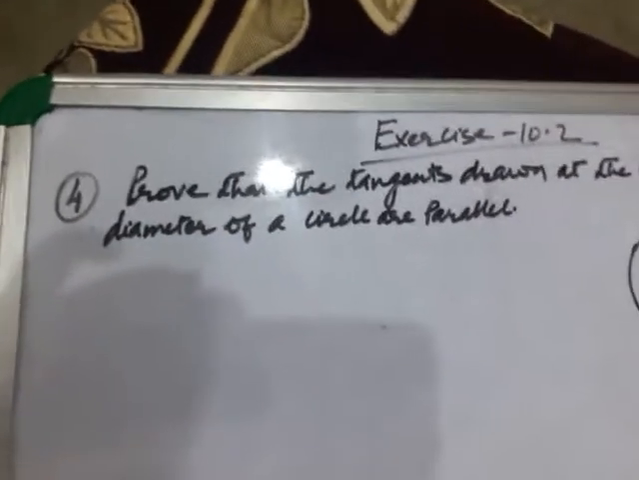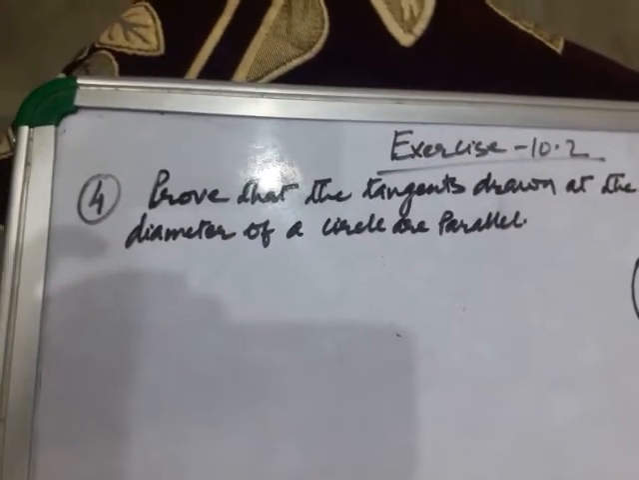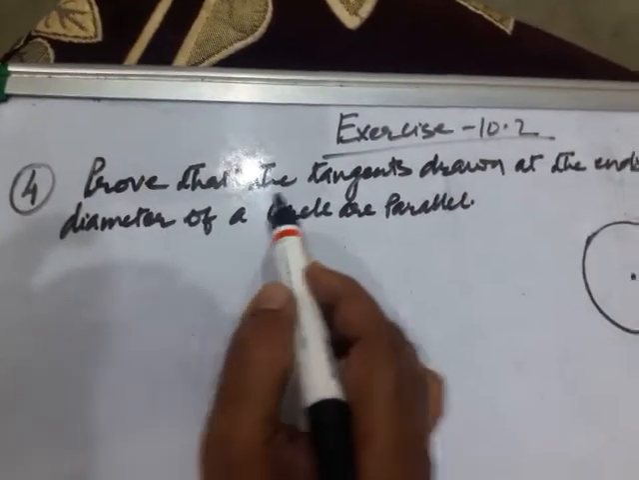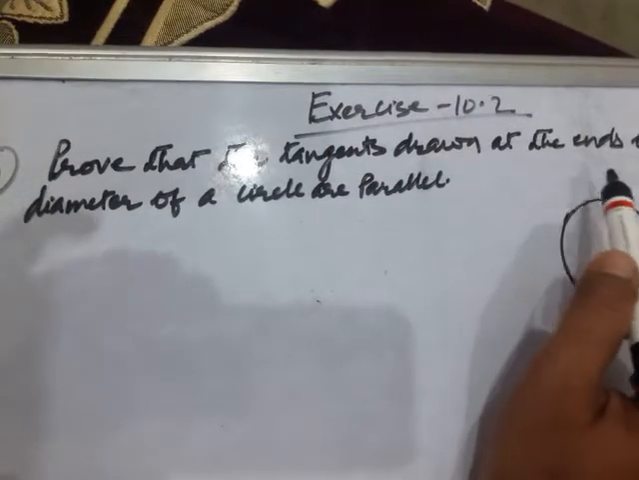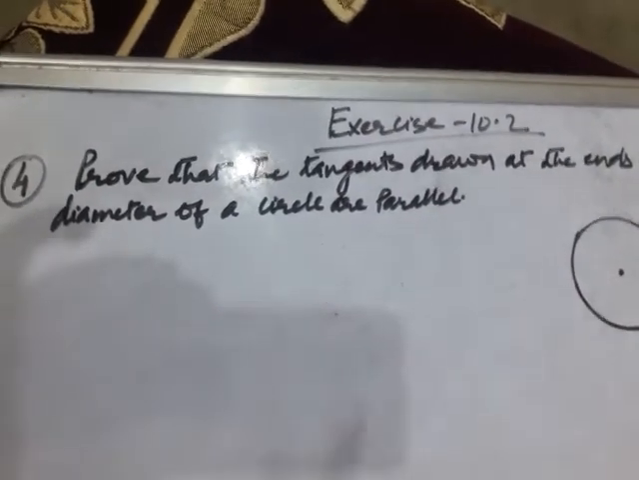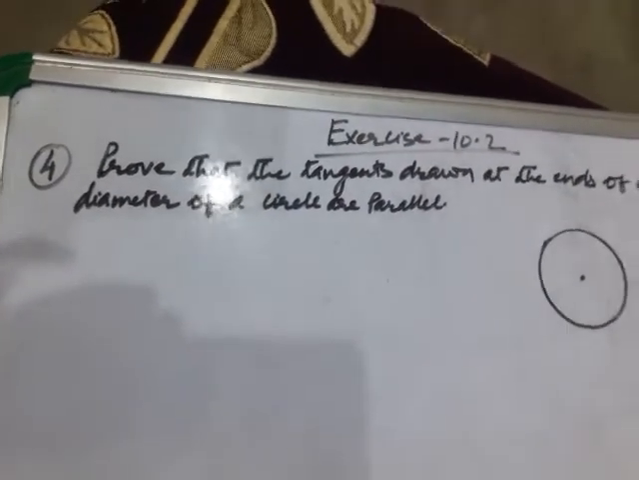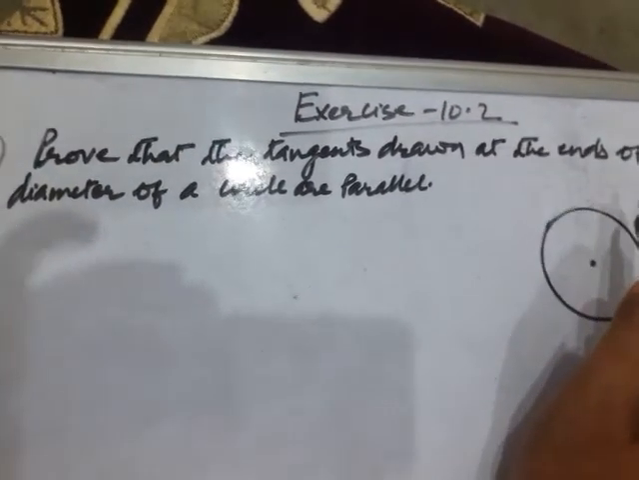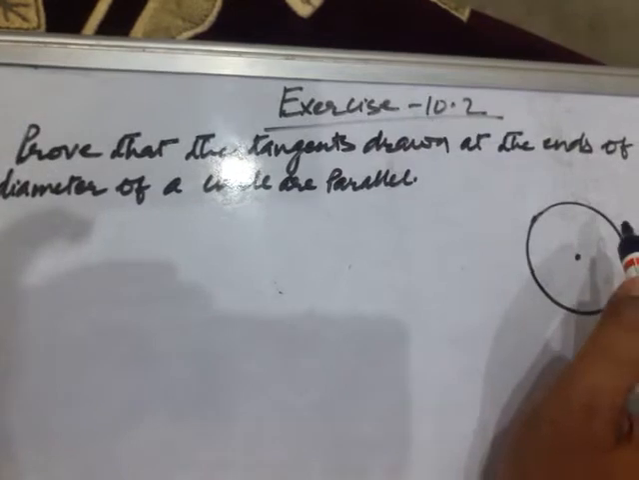Good morning, children. Let us resume exercise 10.2, question number 4, which states: prove that the tangents drawn at the ends of a diameter of a circle are parallel. Clear? Prove that the tangents drawn at the ends of a diameter of a circle are parallel.